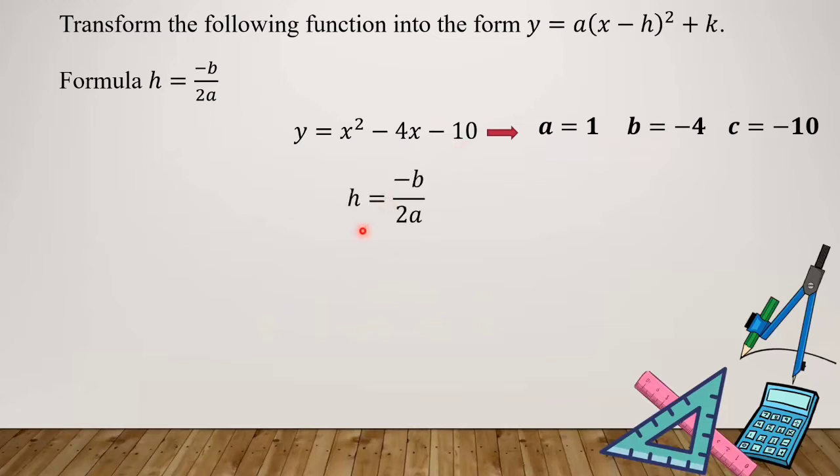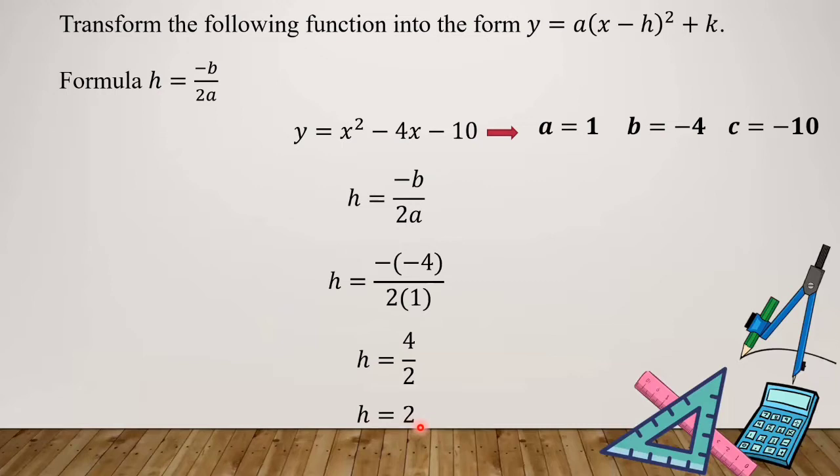So using the formula h is equal to negative b over 2a, we substitute the values of a, b, and c. So it will become h is equal to negative multiplied by negative 4 over 2 multiplied by 1. Negative multiplied by negative 4 is equal to positive 4. Negative 2 multiplied by 1 is equal to positive 2. So 4 divided by 2 is equal to positive 2. So the value of h is equal to positive 2.